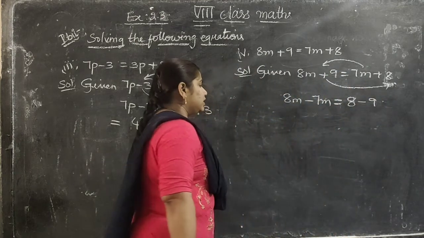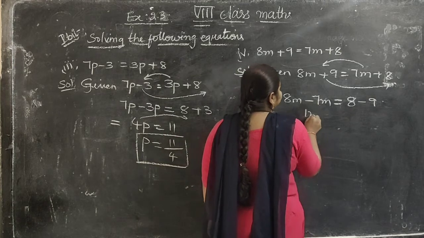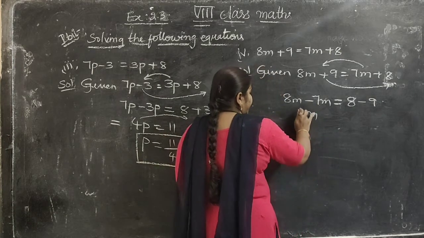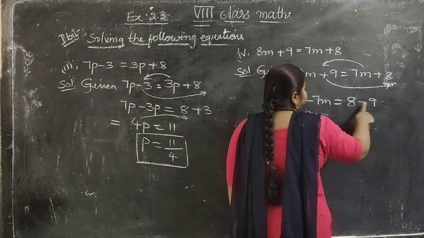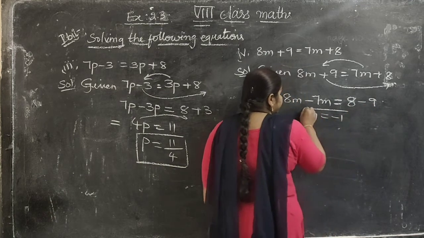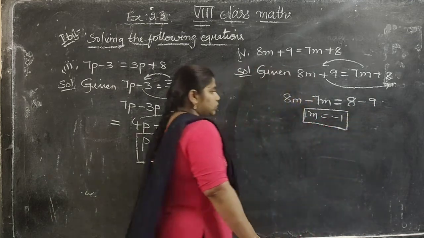So 8 minus 7 is how much? 8 minus 7 will be 1, that is 1m, or m you can write here, is equal to 8 minus 9, which will be minus 1. So what is the m value? It is minus 1.